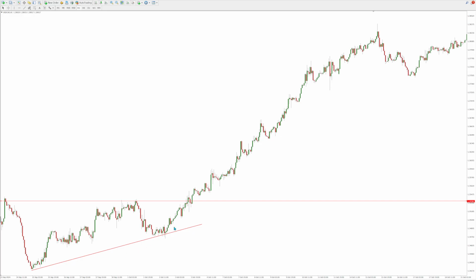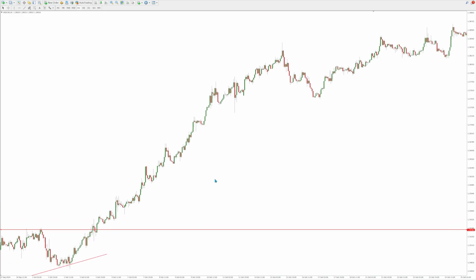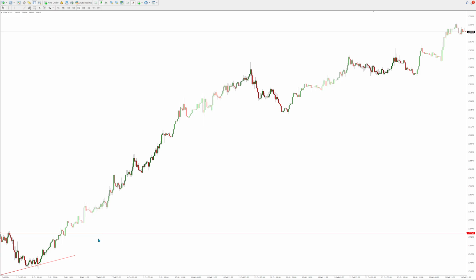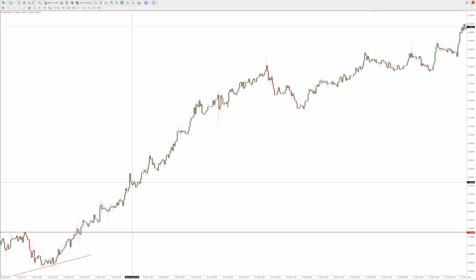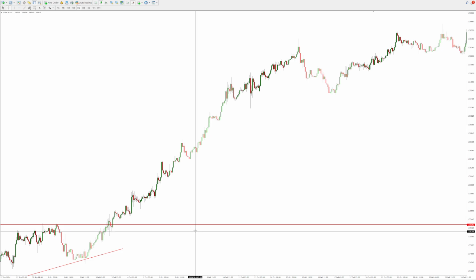We've marked our higher lows. We're looking to trade a breakout of resistance, and it's as simple as that. It really is. You don't need fancy unicorn indicators, no crystal ball. What I would do anyway is my stop loss would be here.